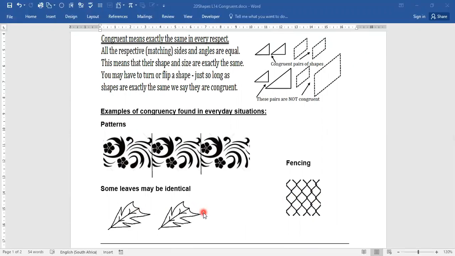In life, you also have fencing that may have identical patterns. Leaves may be identical. Not all leaves, but there are leaves that will be identical.